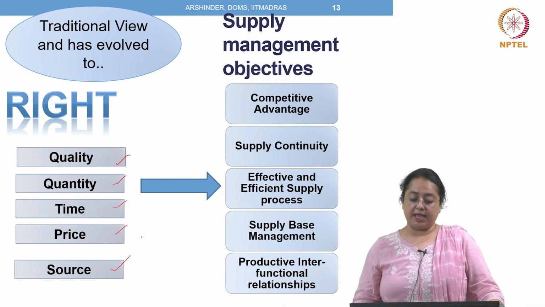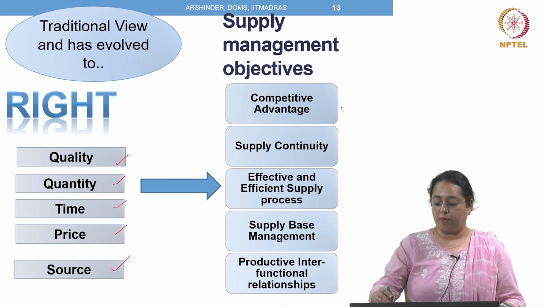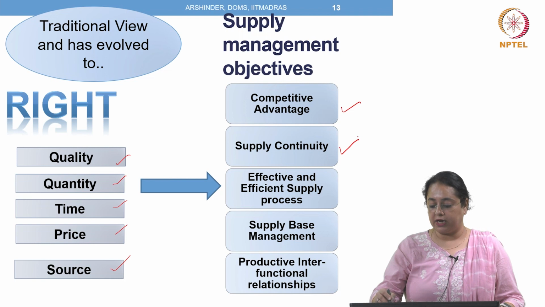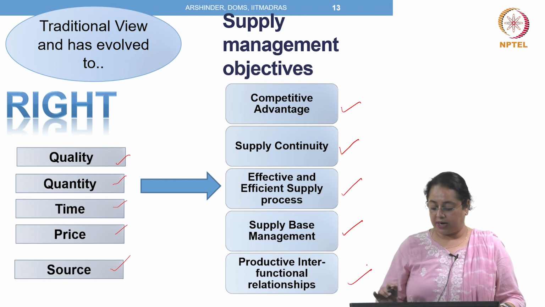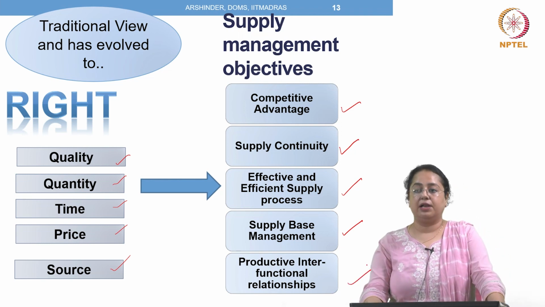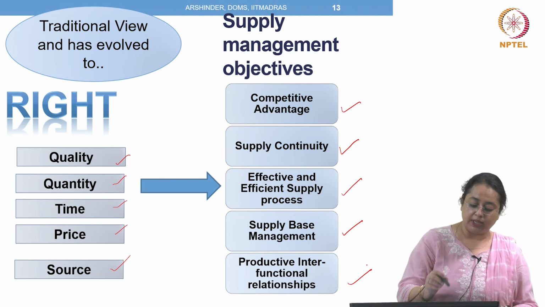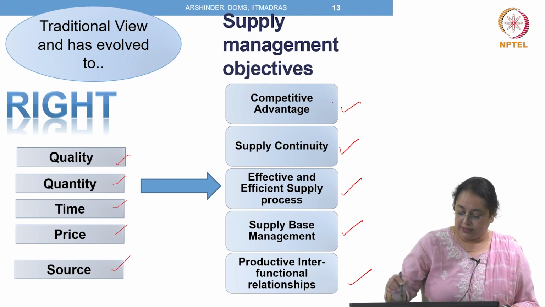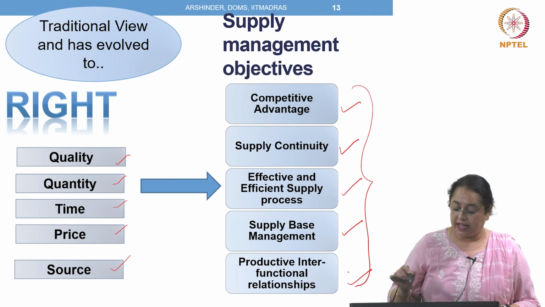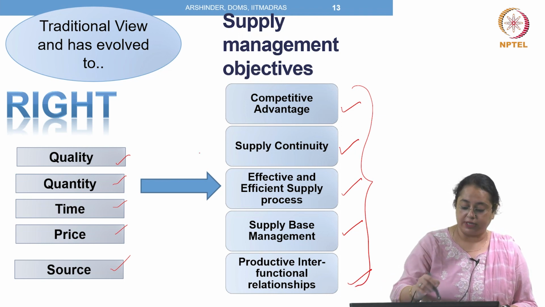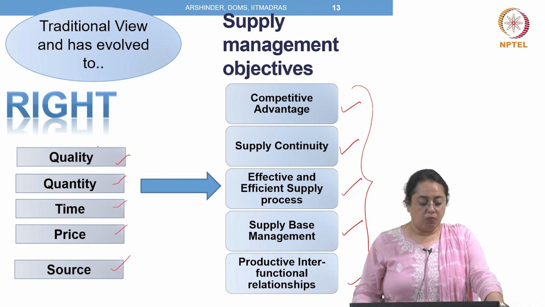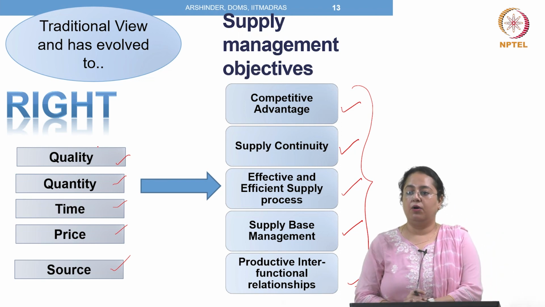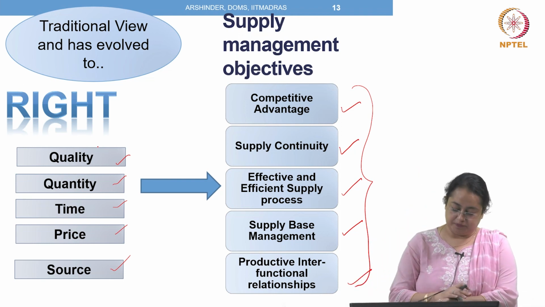What are the right supply management objectives? Competitive advantage, supply continuity, effective and efficient supply process, supply base management, and productive interfunctional relationships. The idea is all these factors can be transformed into some more rights. What can be those? What can be the other rights?